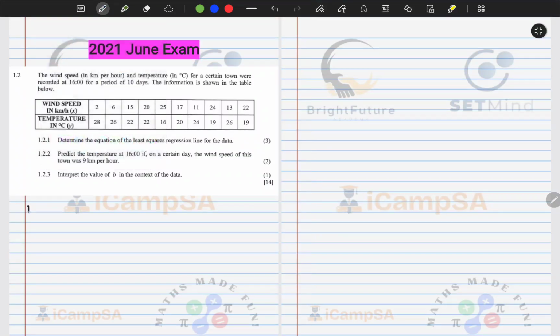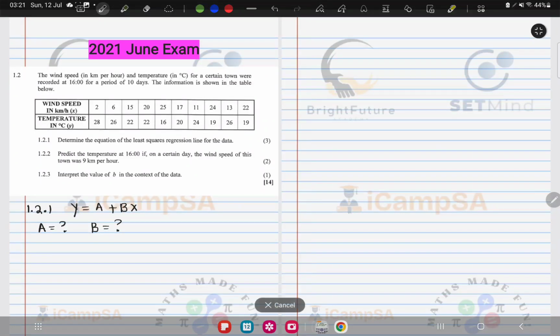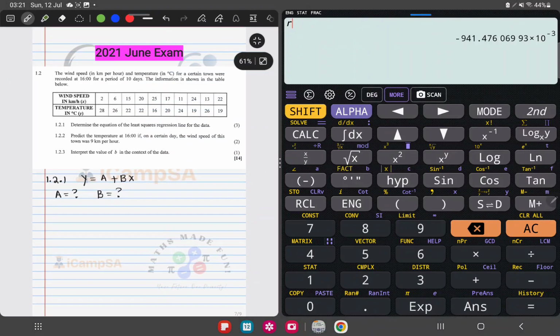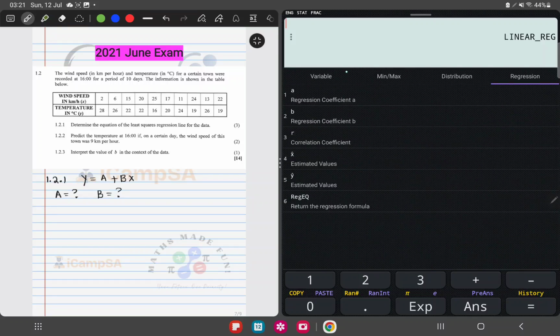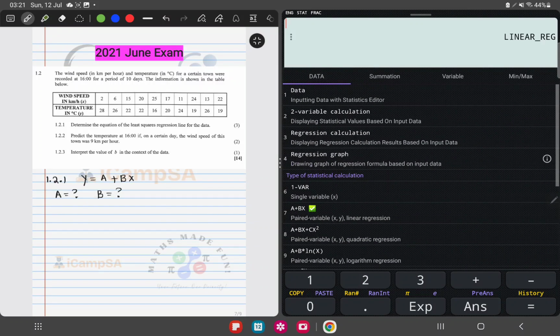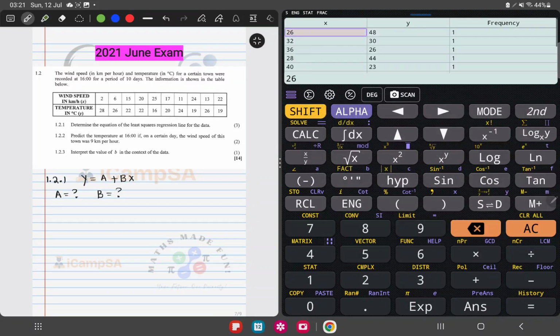So we're looking at 1.2.1. What they are looking for is A plus BX. So what we need to ask ourselves is what is A and what is B. Our calculator then comes in very handy in such a situation. So let's go to where we have our data and then we just erase. Then we put in our data.